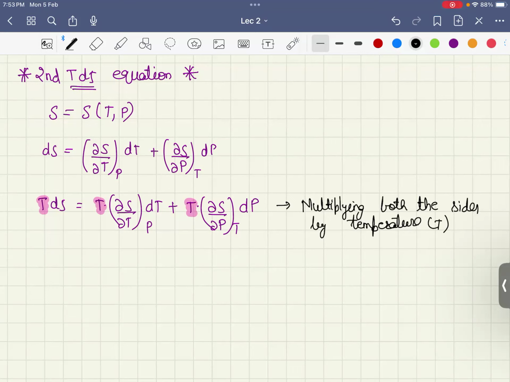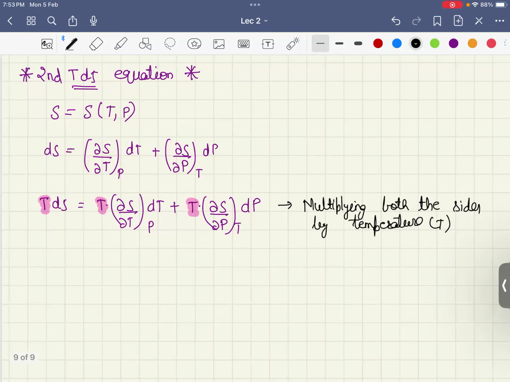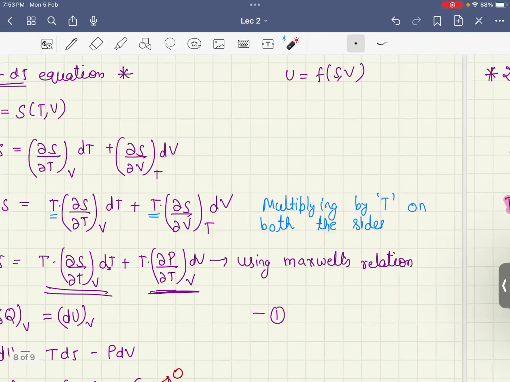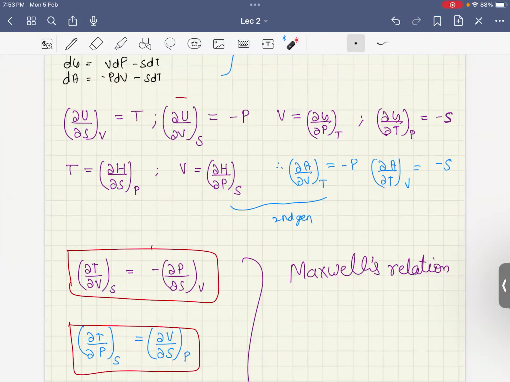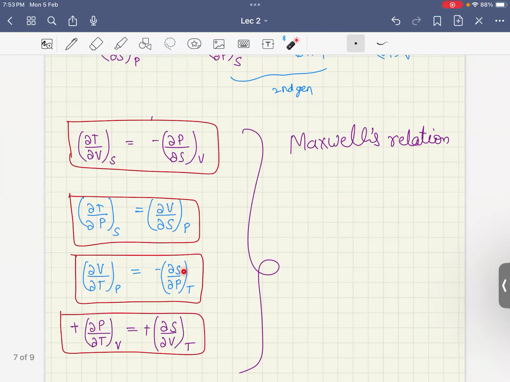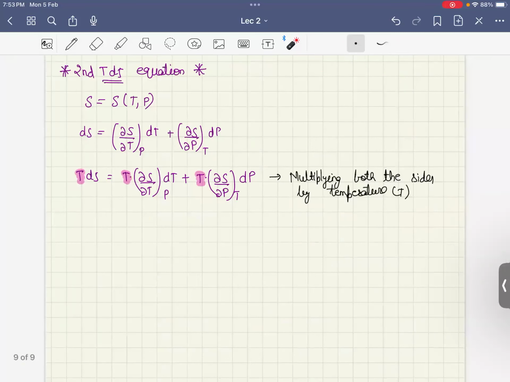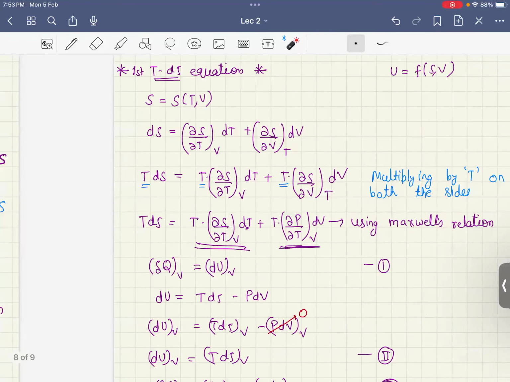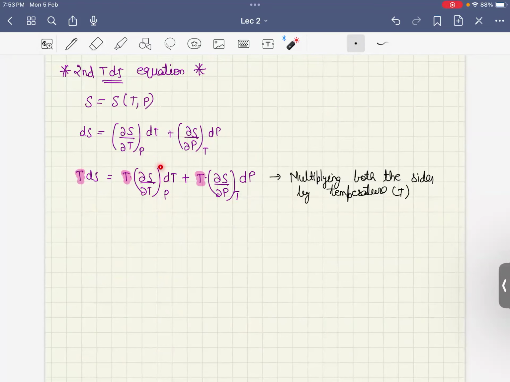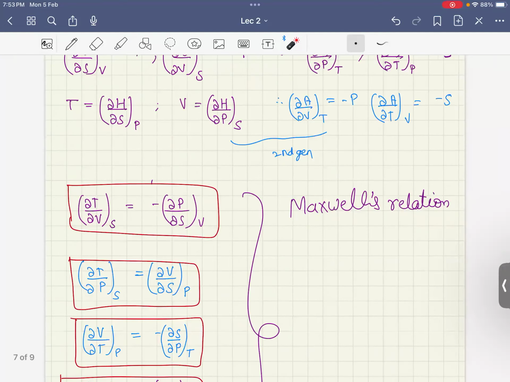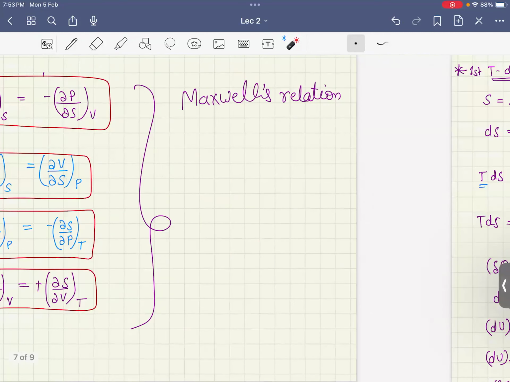Now again what do we do? Again we go back to the Maxwell relation. Now do we find dou S dou T at P? Let us see. No, we don't find it. Here we have dou S dou P at T, so we don't have dou S dou T at P. We will look at that afterwards. But we find this one, dou S dou P at T, right? This one. So again we substitute.